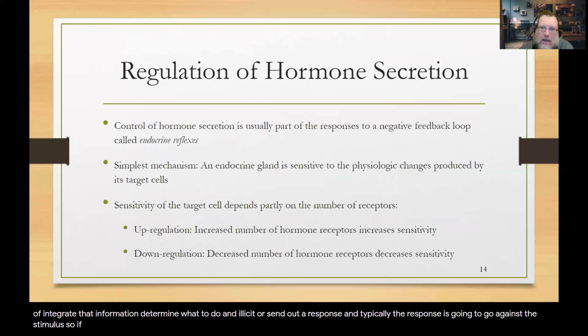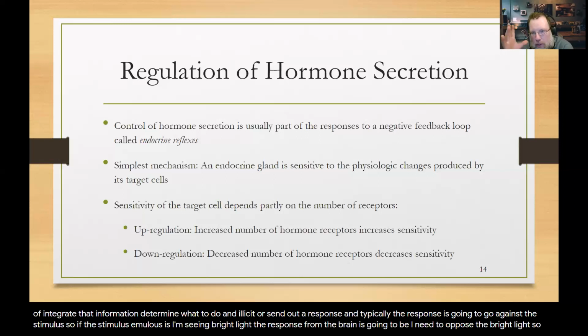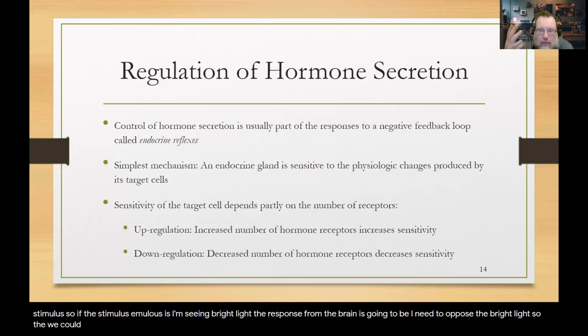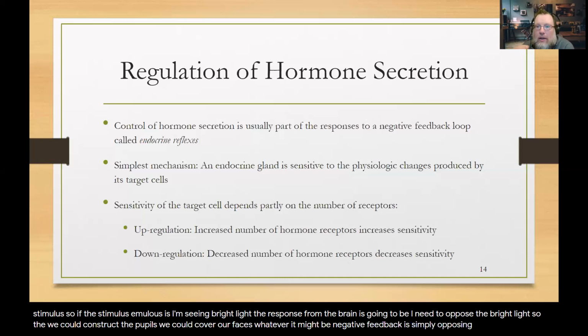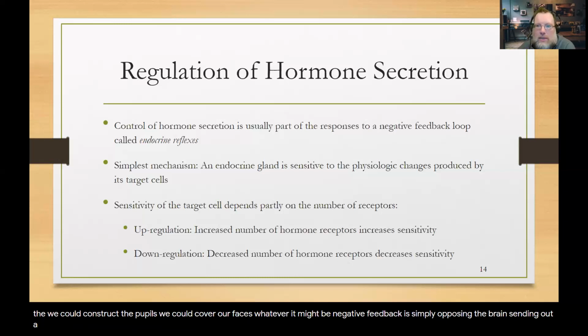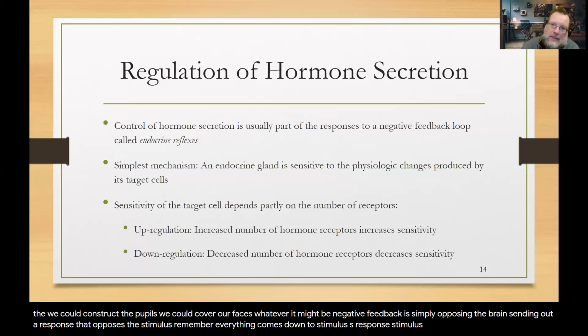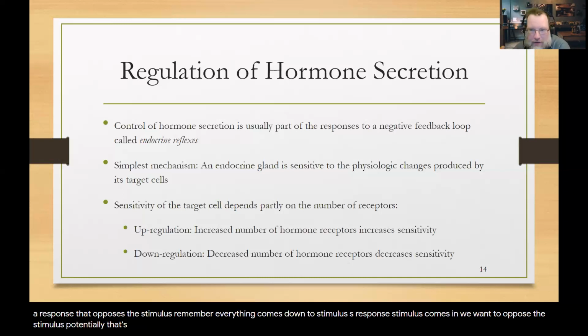So if the stimulus is, I'm seeing bright light, the response from the brain is going to be, I need to oppose the bright light. So we could constrict the pupils, we could cover our faces, whatever it might be. Negative feedback is simply the brain sending out a response that opposes the stimulus. Remember, everything comes down to stimulus response. Stimulus comes in, we want to oppose the stimulus potentially. That's called negative feedback. So feedback is simply the response. If it's negative feedback, it just means we oppose the stimulus.